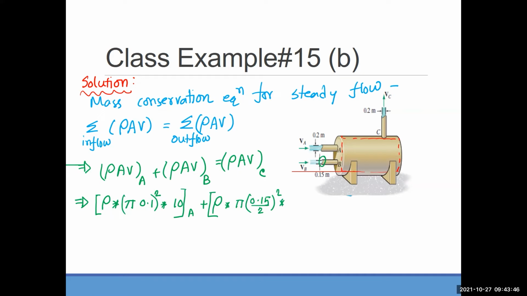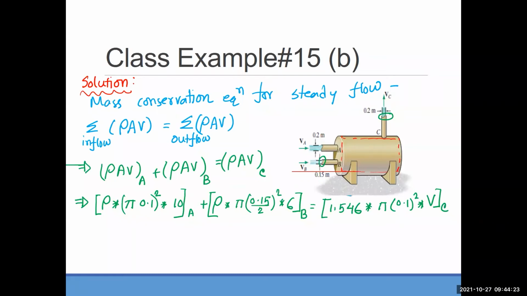What is the velocity for V B? 6. Do we know the density for C? 1.546. We know the diameter here, so pi times 0.1 square, and we don't know the velocity there, right? Okay. Are we good up to this point, everyone?